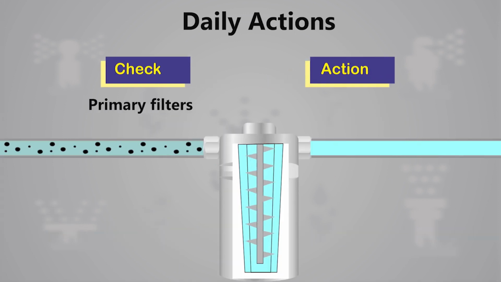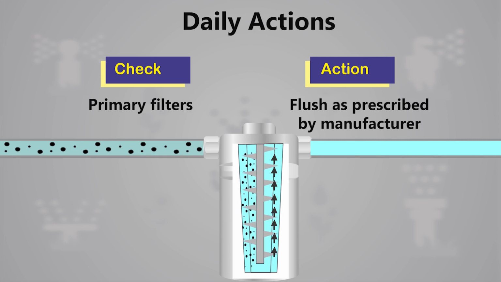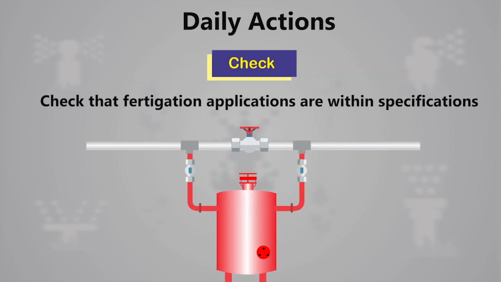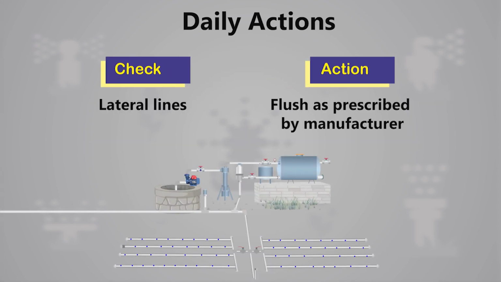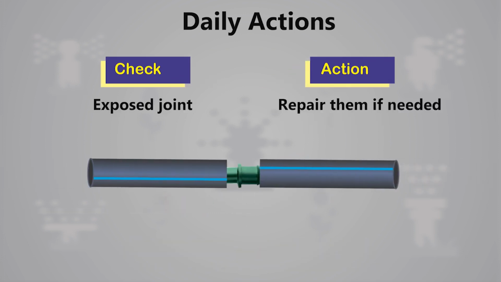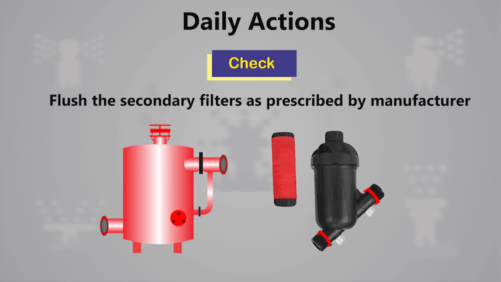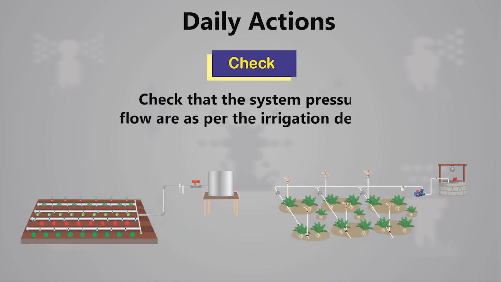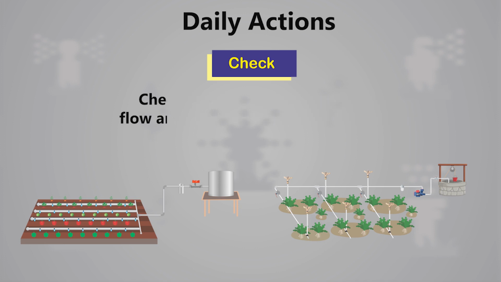Flush the primary filters as prescribed by the manufacturer. Check that fertigation applications are within the specifications. Flush the lateral lines as prescribed by the manufacturer. Check and repair exposed joints if needed, for example, quick coupling rubbers. Flush the secondary filters as prescribed by the manufacturer. Check that the system pressure and flow are as per the irrigation design plan.